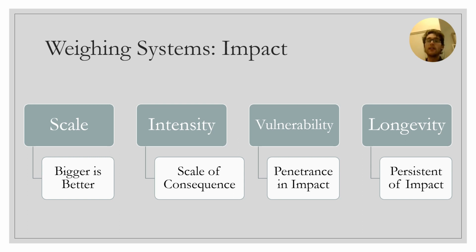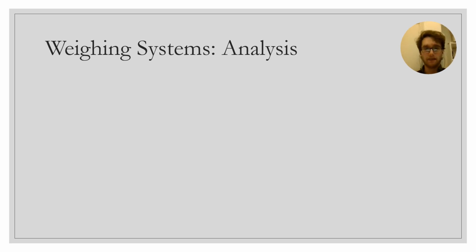Obviously, these 4 can also work on a principled ground, as in you could think about principled justifications of why scale matters, intensity matters, vulnerability matters, or longevity matters, and use the same type of metric, but maybe not in a consequential sense, but maybe in a deontological sense. Feel free to look at Alistair's principle video if you want to dive deeper into the differences between how you can use deontology. Let's not get bogged down on that right now. Cool. So those are the weighing systems for impact.